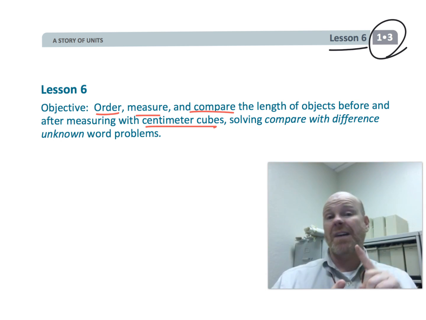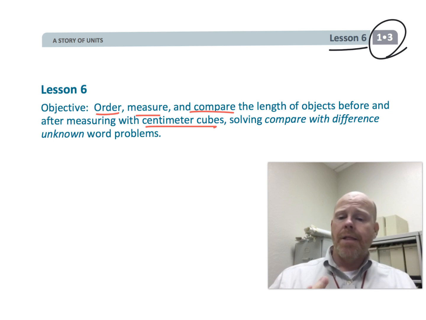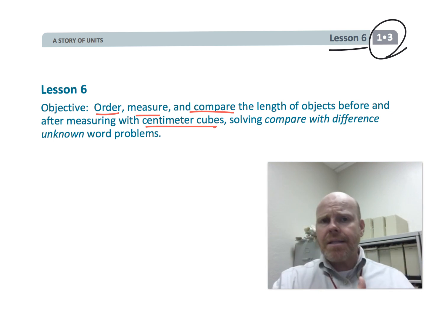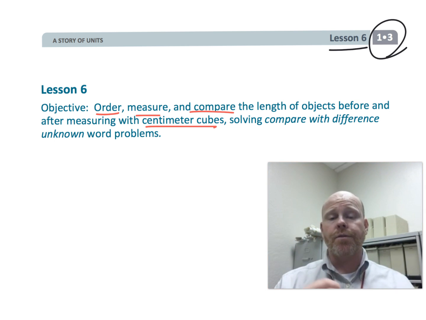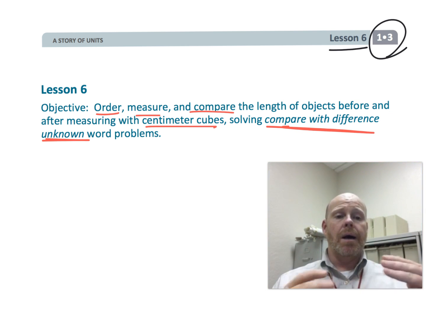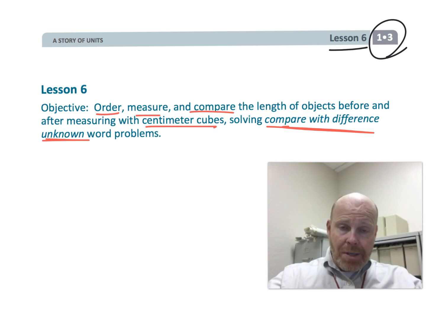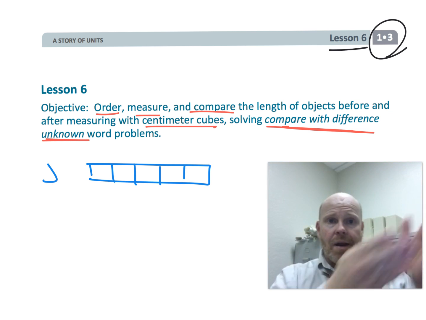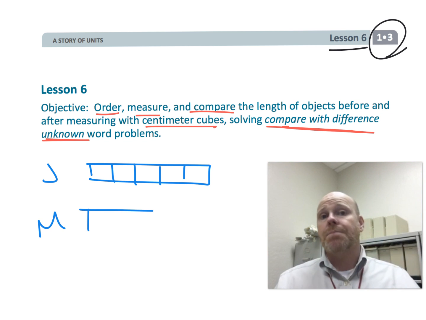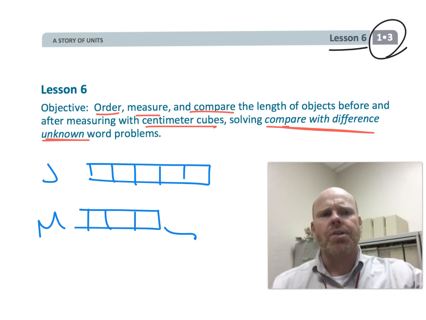It allows them to find differences, subtract. They can find combined length, which is addition. In this lesson, though, we're only going to be talking about comparing with the difference unknown. For the example of Joey is 5 centimeters long, Mary is 3 centimeters long, and then the idea is what's the difference between the two. So let's get started.